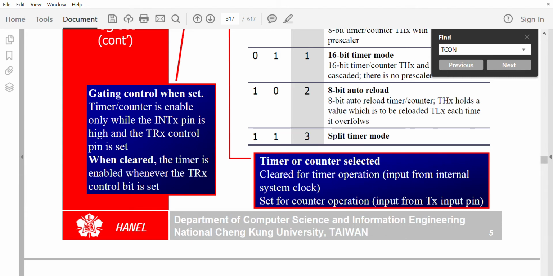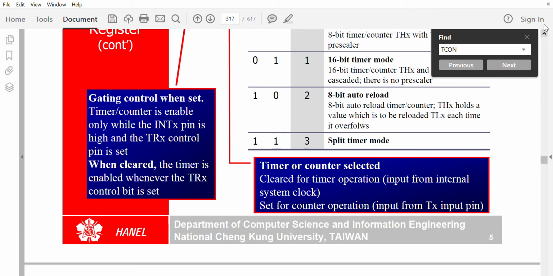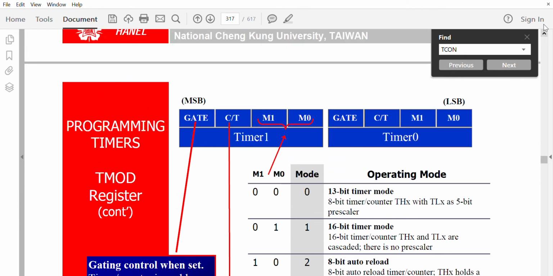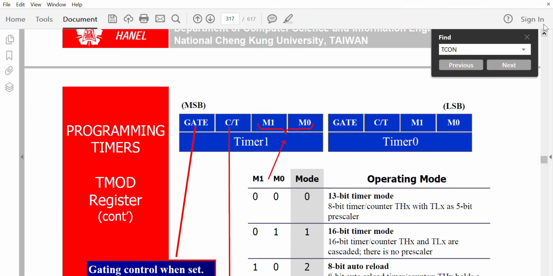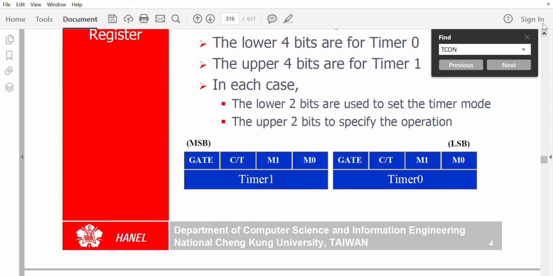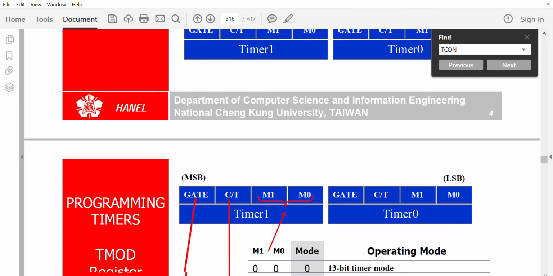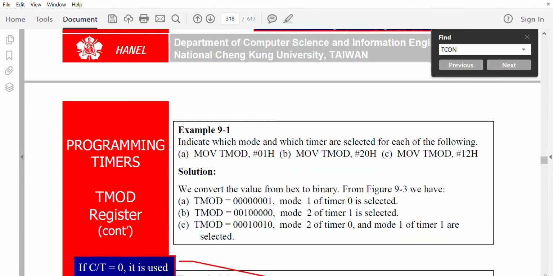So that is the TMOD register. You'll have to know what a TMOD register is, what are the bits in the TMOD register, how do you set a particular mode, what does each of the bits signify, what are the two types of timers, how can you address these two timers, etc.